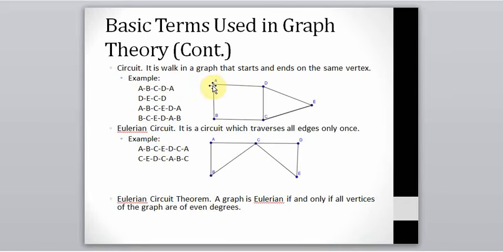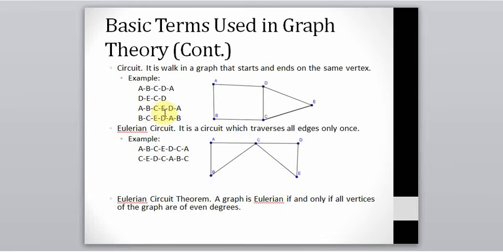So it started with A, it also ended with A. Another example, D, E, C, D. So from D to E to C and to D. So it started with D, it also ended with D.